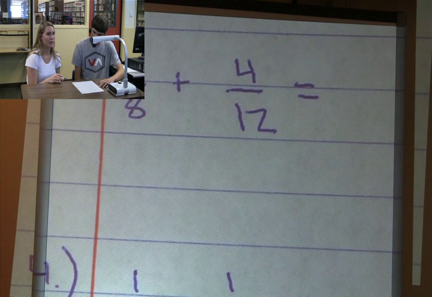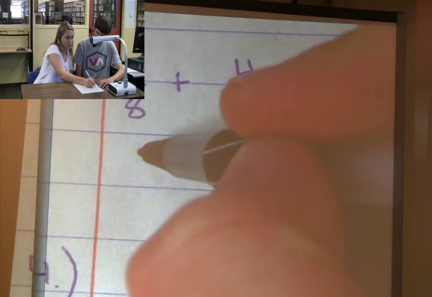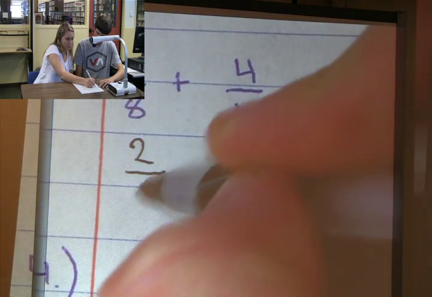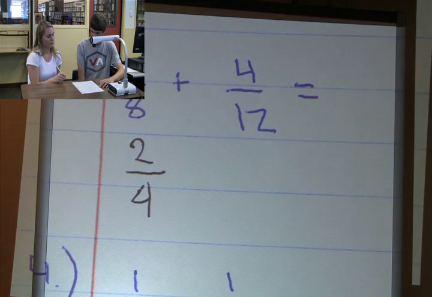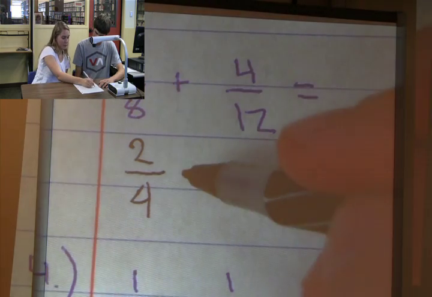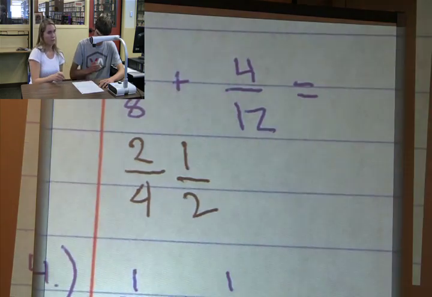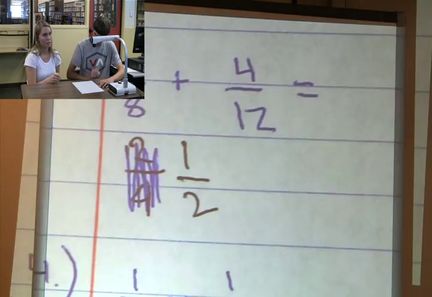Okay, so if I reduce that, they're both divisible by 2. So 4 divided by 2 would be 2, and 8 divided by 2 is 4. And can you reduce that even more? 2 divided by 2 is 1, and 4 divided by 2 is 2. So let's just cross that out so we don't get confused.